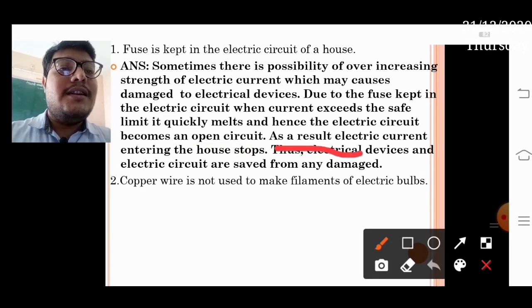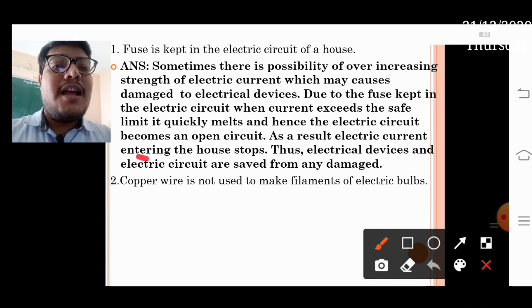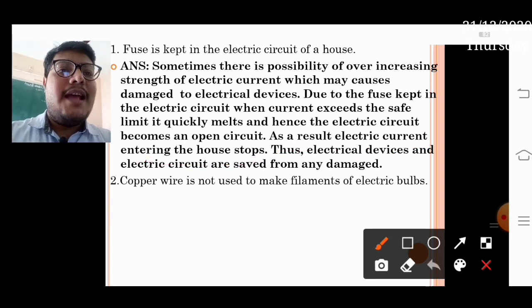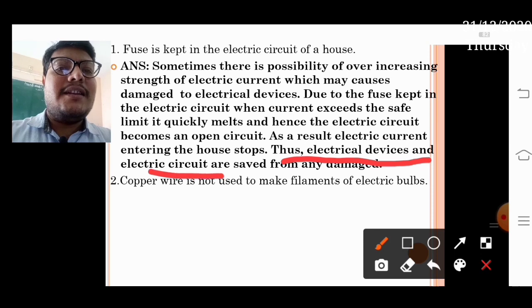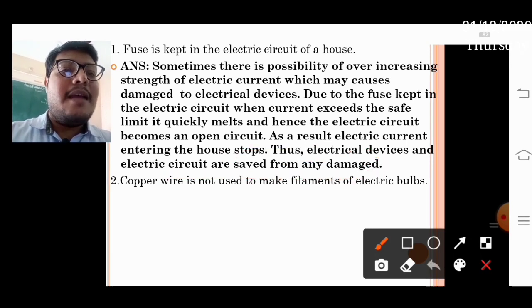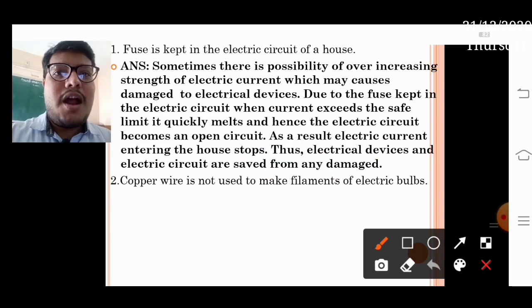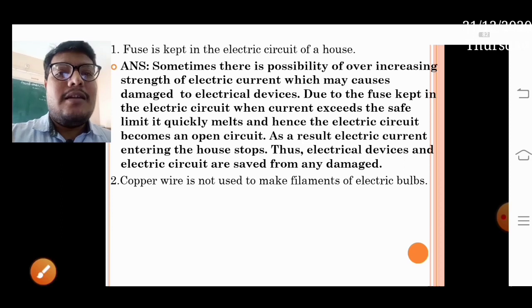As a result, the electric current entering the house stops. Thus the electric devices and the electric circuit are saved from damage. It can damage even the electric circuit in your house, and your appliances, so both are saved. Let's see the second one.